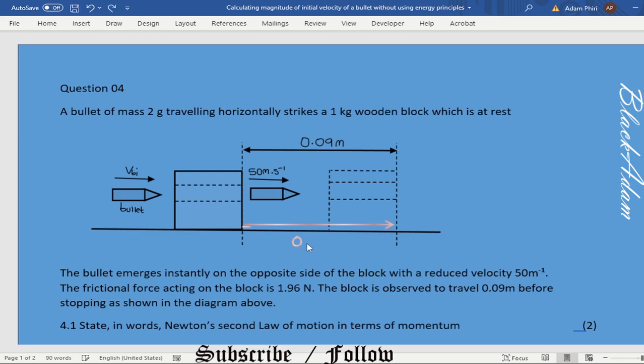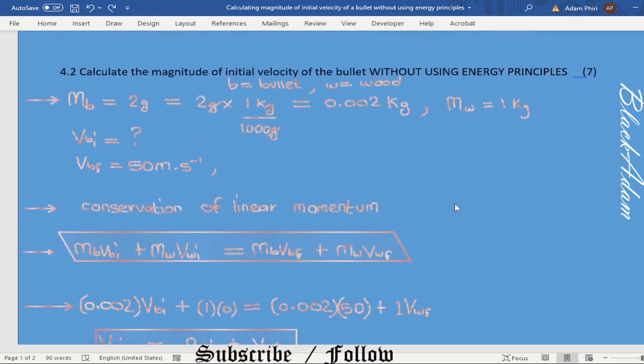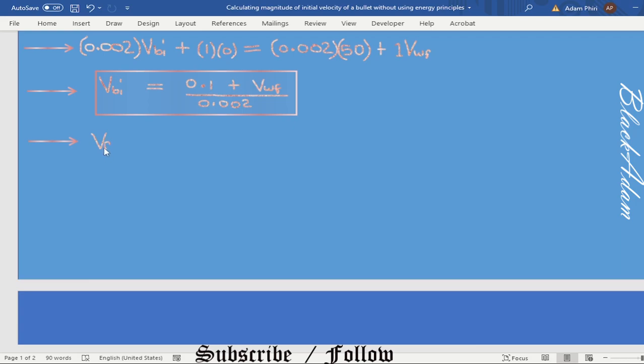So we're going to use the wood that it traveled 0.09 meter from there to there, and we also know that initially it was 0. But then final, initially we don't know, after the collision, then final there it was 0. Okay, so we're going to use the equation of motion: velocity final squared is equal to velocity initial squared plus 2 times acceleration times change in displacement. So we've got to find acceleration.